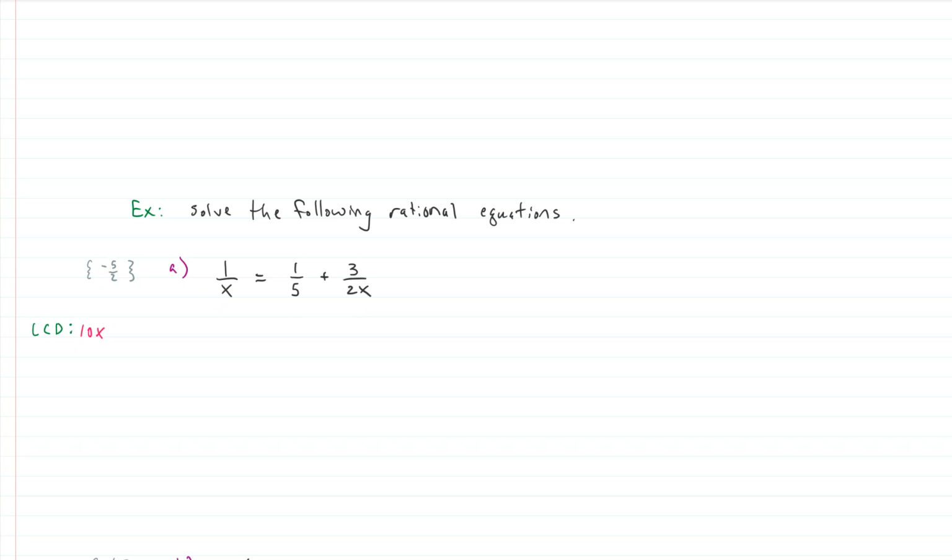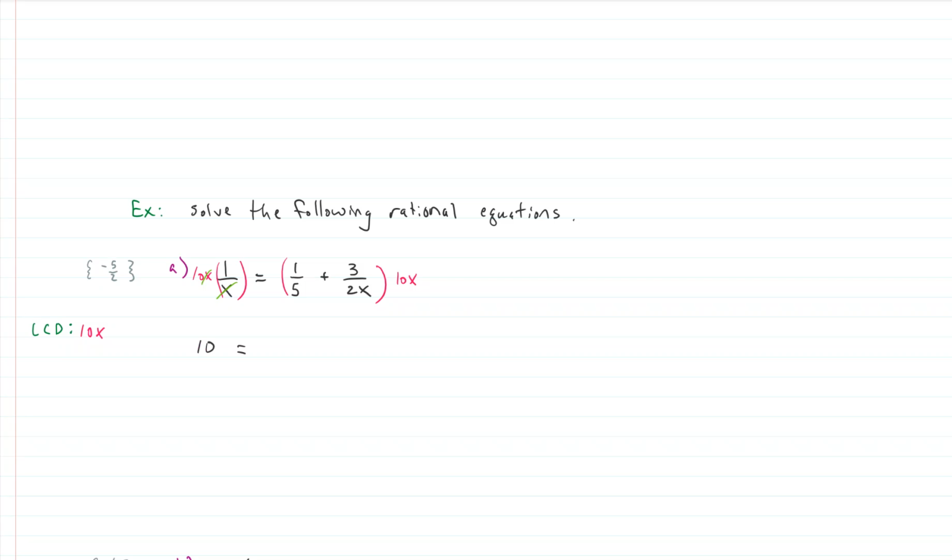And we don't want to make the LCD so big that we have extra stuff in there that we don't need. So we want the smallest thing that'll do the job. So let's try 10x, and let's multiply both sides of this equation by 10x. When we do that, we can see on the left side that the x's cancel, and we just get 10 times 1, which gives us 10.